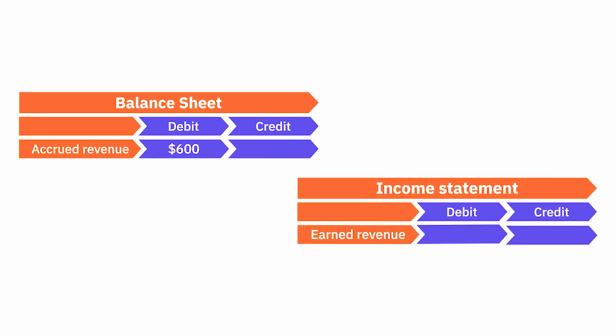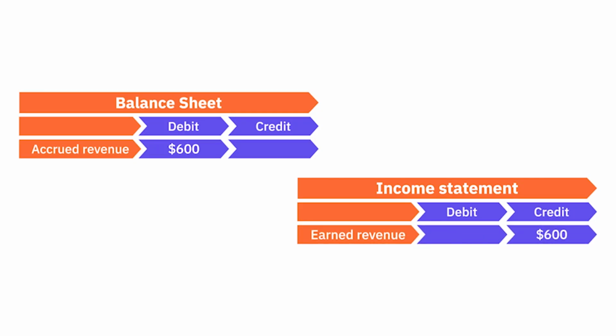Now, how does this work on your income statement? You've added $600 of accrued revenue to your balance sheet. To balance your accounts, you now need to credit your income statement with the same amount. This is recorded as earned revenue. Here's how that looks. What about accounts receivable?